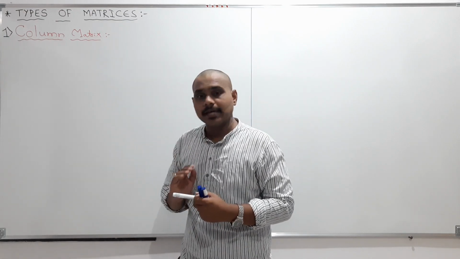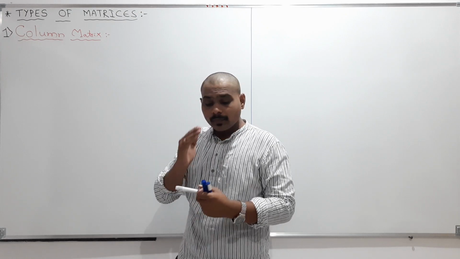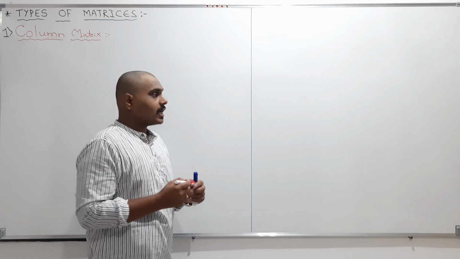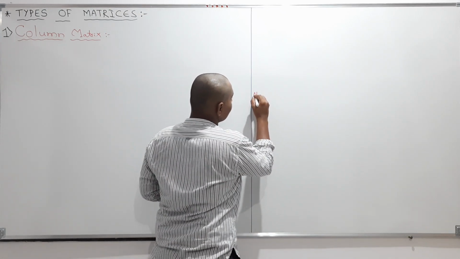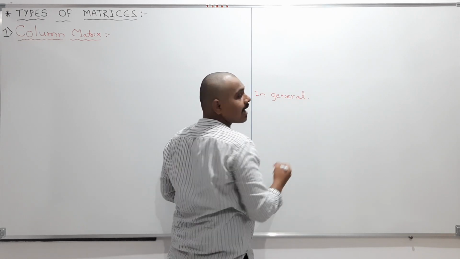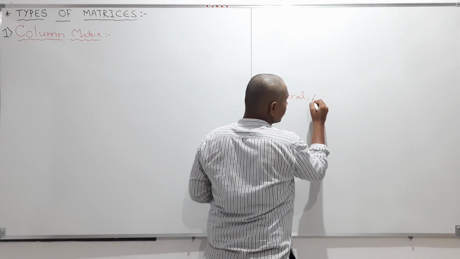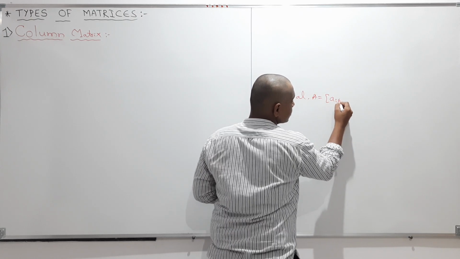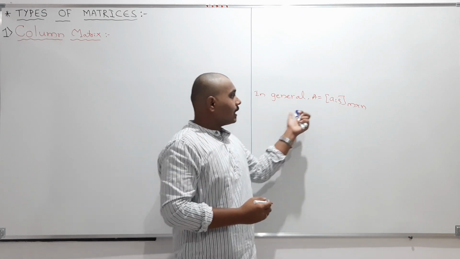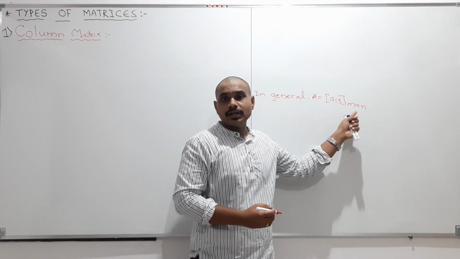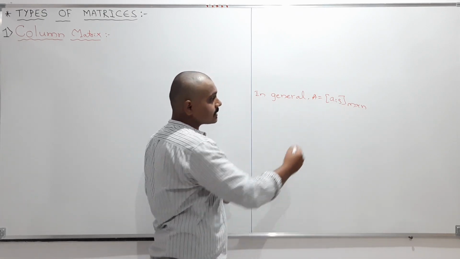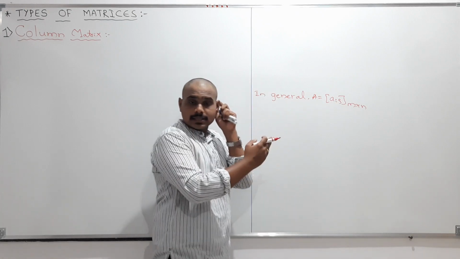Before studying the types of matrices, I am going to recall the things that I discussed in the first video. In general, if I have a matrix of order m cross n, this is the general notation. The matrix in general, if the order is m cross n, we will write it as A is equal to Aij. This is the compressed form.